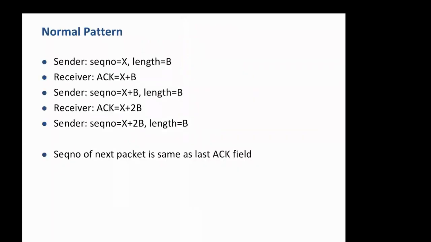So normally what happens, if the sequence number is x and the length of the segment is b, the receiver will send an acknowledgement for x plus b. If the sequence number for the next segment is x plus b and the length of the segment is b, then the receiver, if it receives properly, will send an acknowledgement for x plus 2b, and so on and so forth, right?